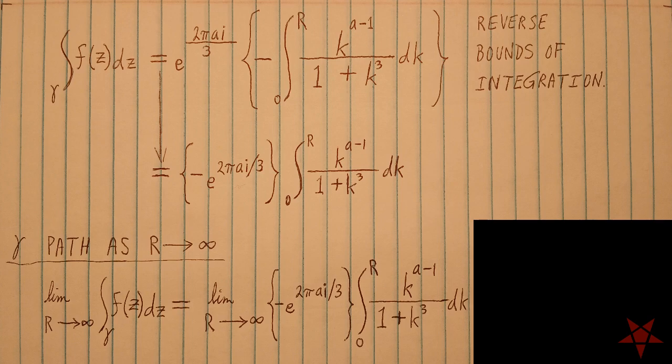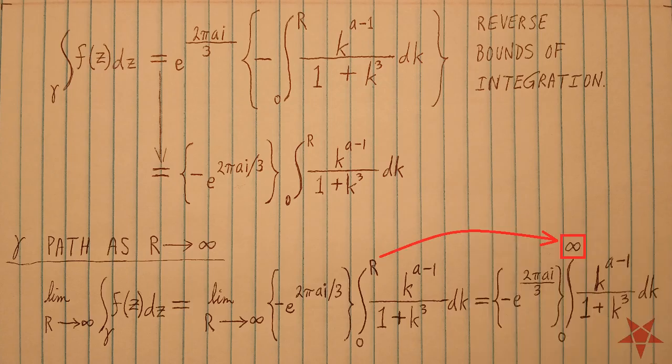Well, the variable capital R only appears in one place in our representation of the little gamma path integral, and that's the upper bound of integration. So it's legal for us to drop the limit and substitute infinity for capital R, making our integral an improper one. Hopefully you see where I'm going with this. If not, it will become clear momentarily.